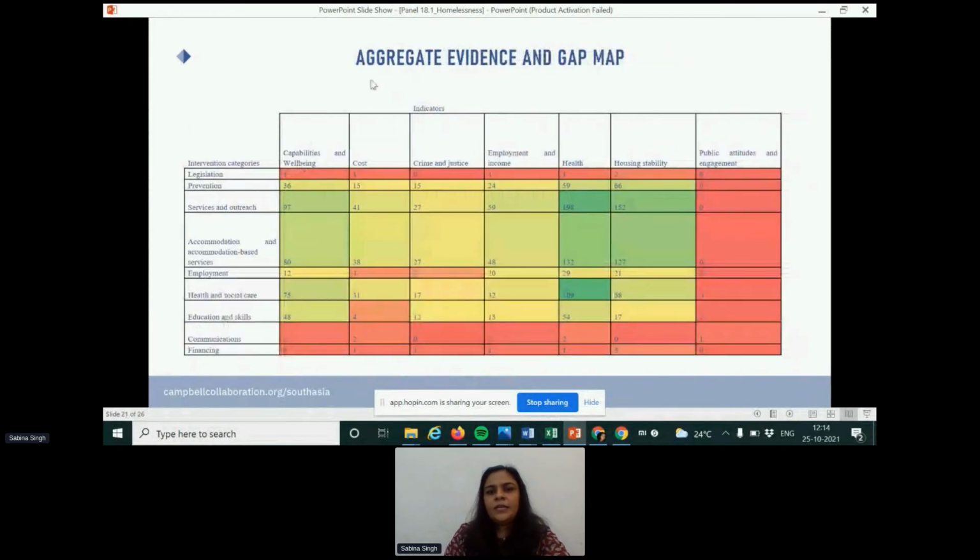In this slide, you see that certain areas of evidence, for example health as an outcome, services and outreach, health and social care, and accommodation and accommodation-based services, had a higher number of studies compared to certain areas where the outcomes would be public attitudes and engagement, or housing stability for certain interventions like communications and financing. So this table clearly shows that there are certain areas where there is a good body of evidence, and areas where there is very little or negligible evidence.